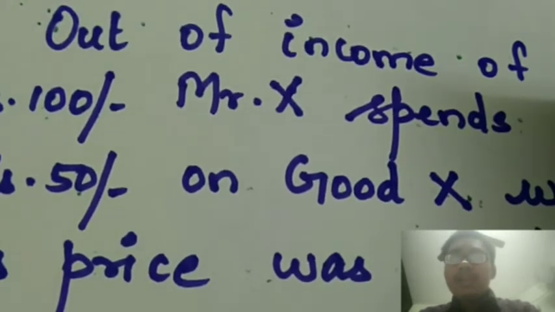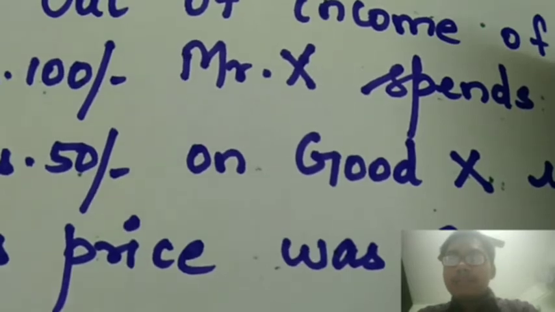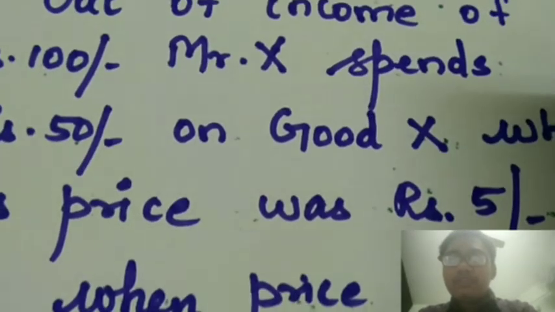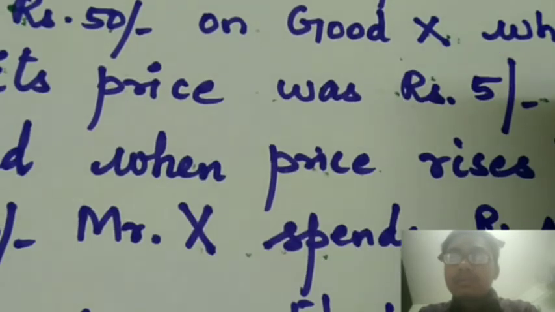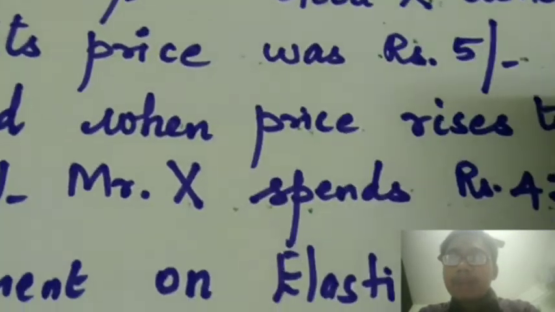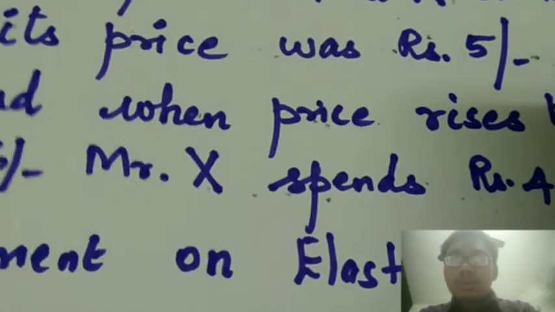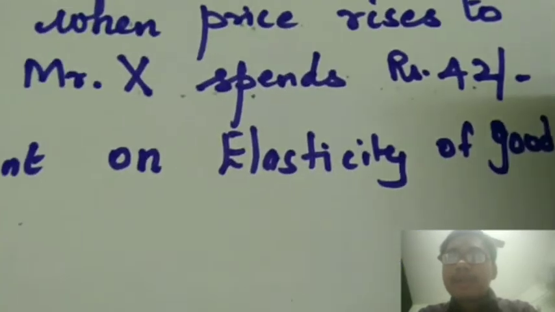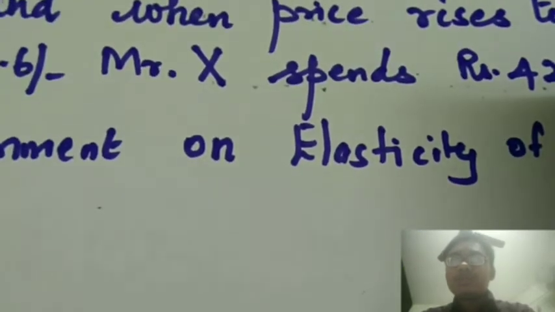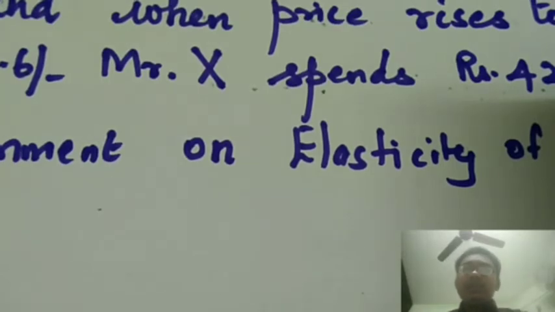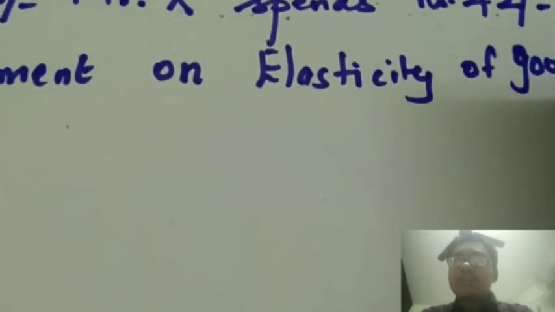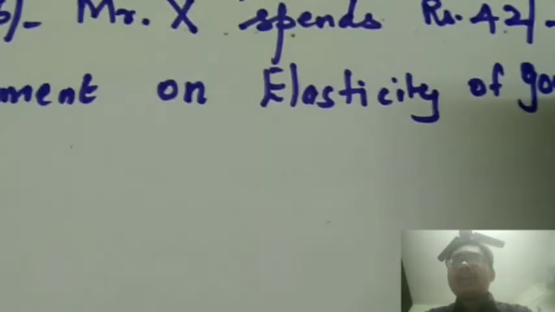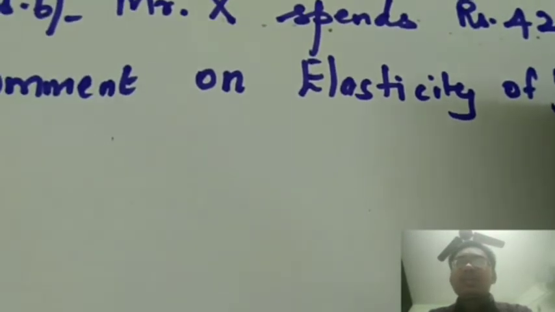Out of an income of rupees 100, Mr. X spends rupees 50 on good X when the price was rupees 5. And when the price rises to rupees 6, Mr. X spends only rupees 42. So here we are asked to comment on the elasticity of good X for Mr. X.